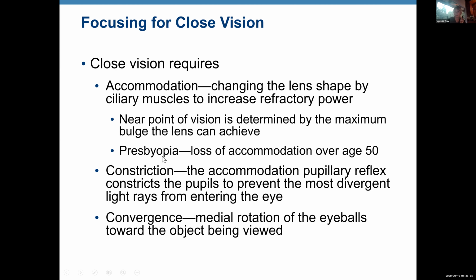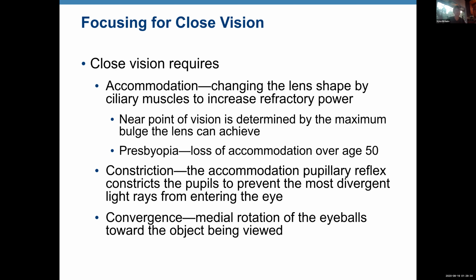Now, presbyopia. It's a loss of accommodation over age 50. It's a normal process. That means when we get older, we cannot see close objects very well. We see far objects more clearly than close objects. That's why when you're older and reading something, you need to keep it a little bit further away from your eyes. That's presbyopia, a normal loss of accommodation when we get older.